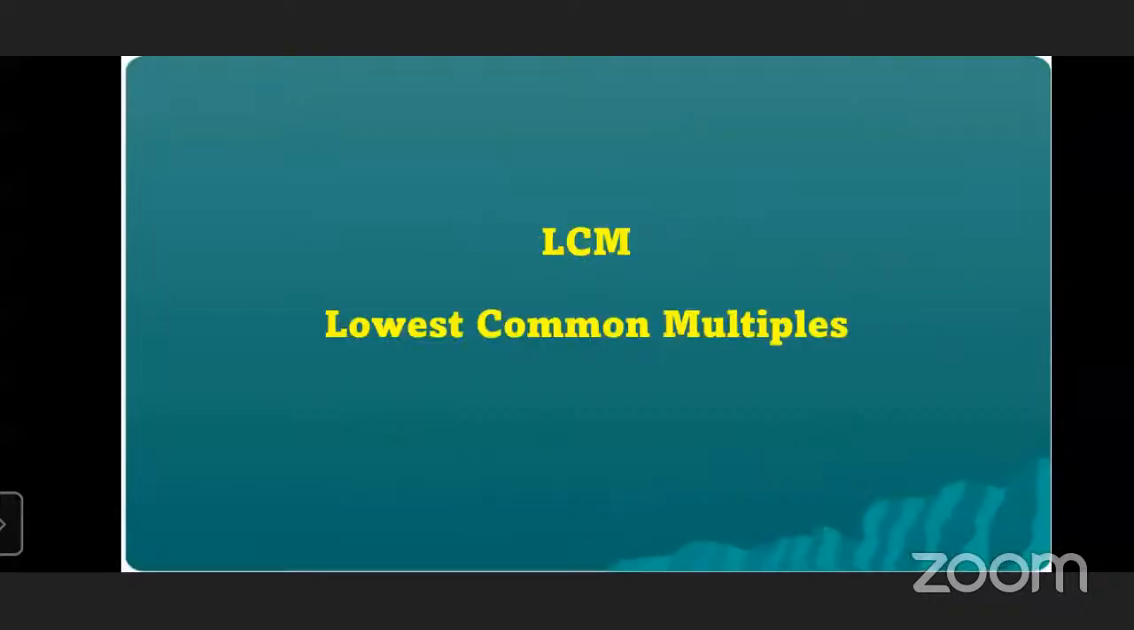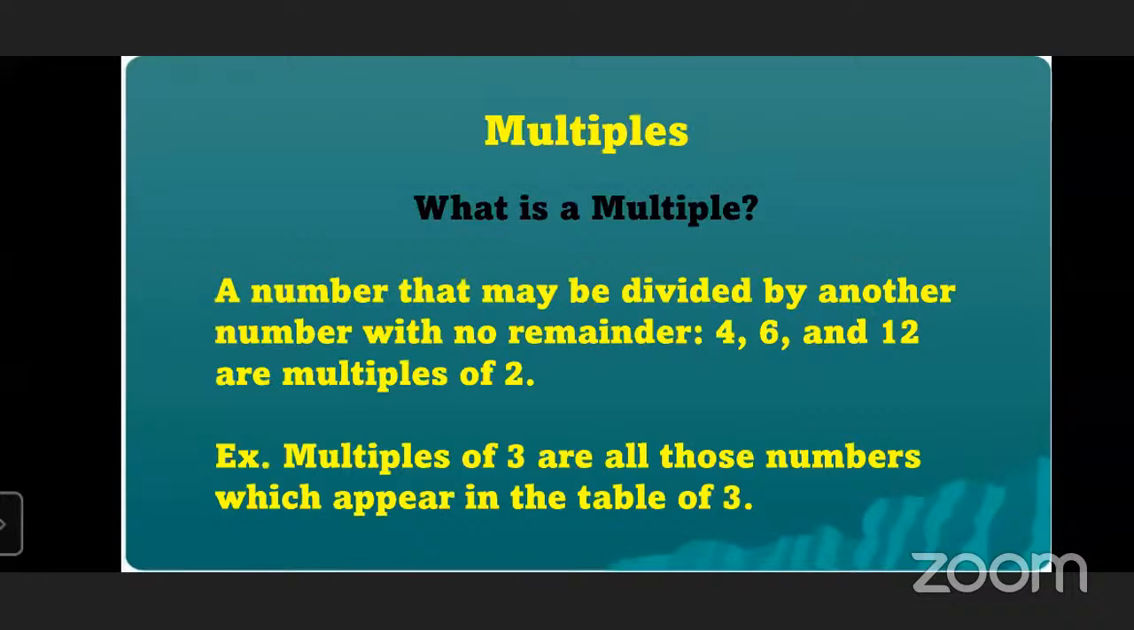What is LCM? LCM is lowest common multiple. Now, let's know something more about LCM. What are multiples? Guys, I want your input also so I can deliver it well. So we are going to know what a multiple is: a number that may be divided by another number with no remainder. For example, 4, 6 and 12 are multiples of 2.